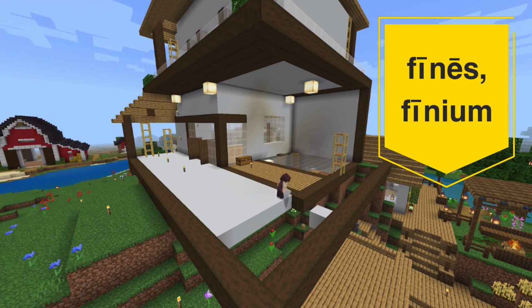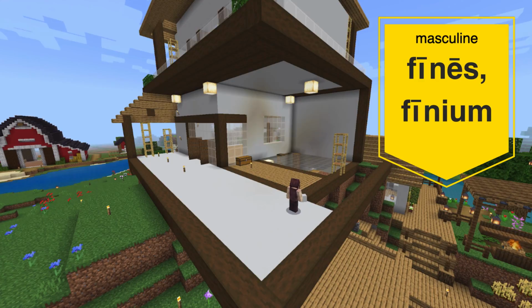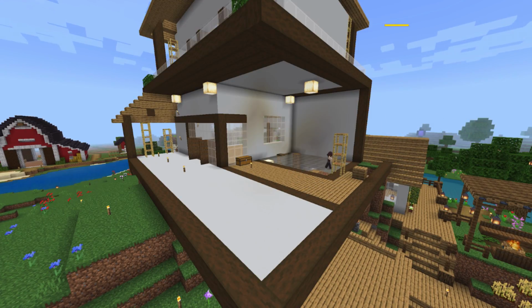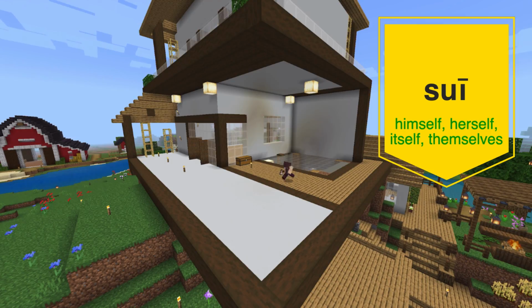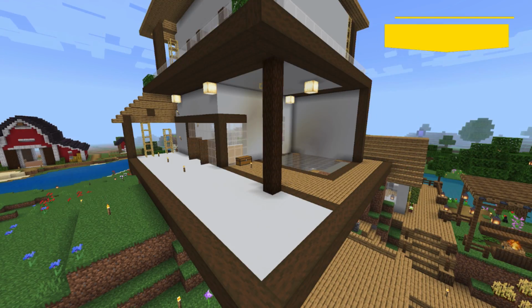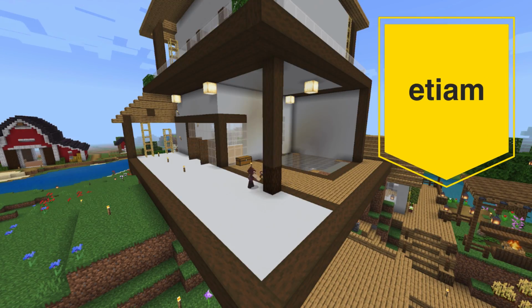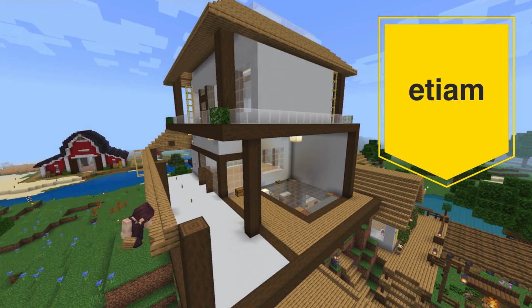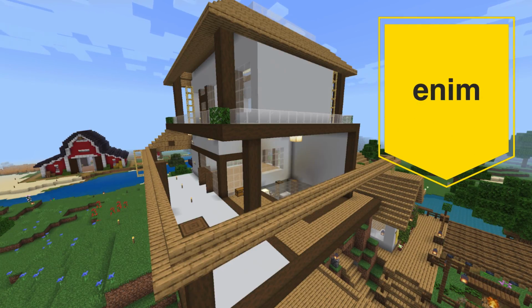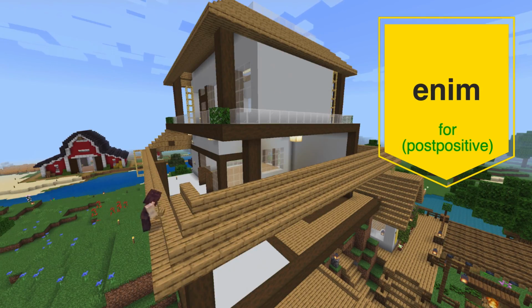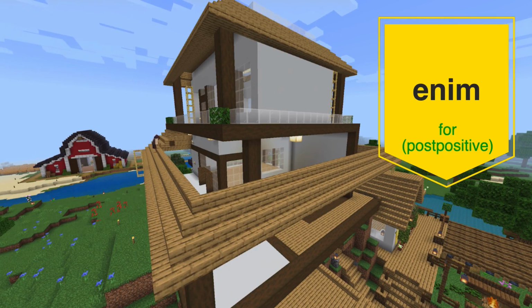Then we have fines, finium, territory, sui, himself, herself, itself, themselves. Then we have etiam, which means also. And then finally, enim. Do you remember the word that describes this? It's post-positive. It means for.